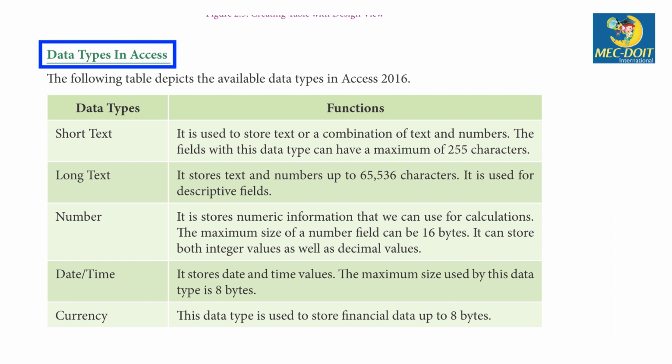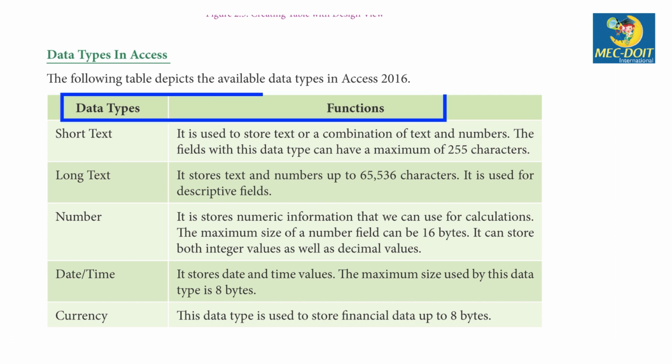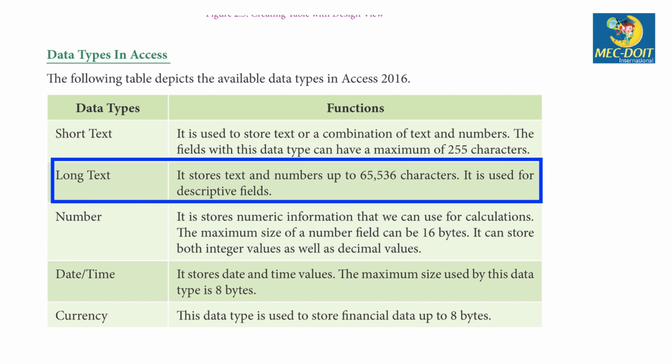Data types in Access. The following table depicts the available data types in Access 2016. Data types and functions. Short text: it is used to store text or a combination of text and numbers. The field with this data type can have a maximum of 255 characters. Long text: it stores text and numbers up to 65,536 characters. It is used for descriptive fields.